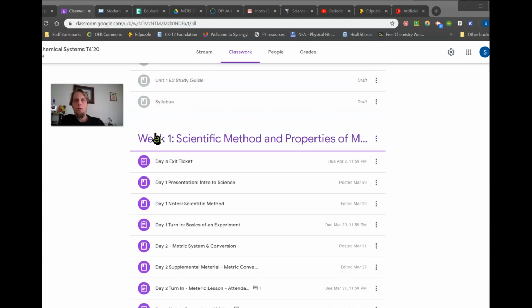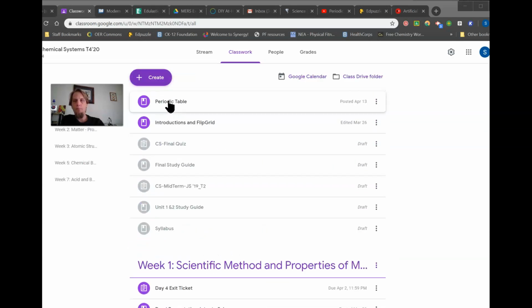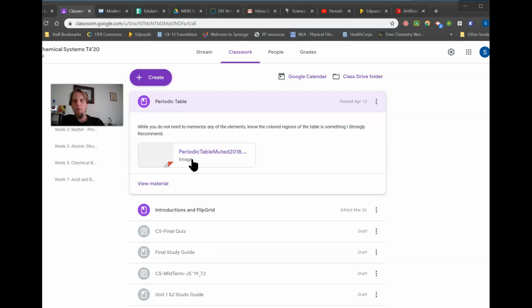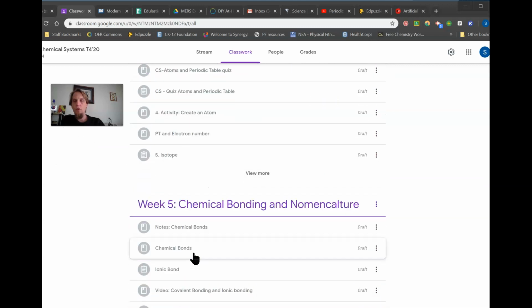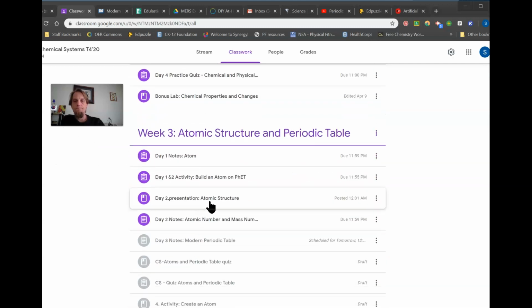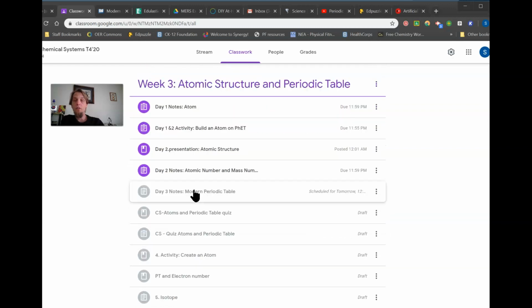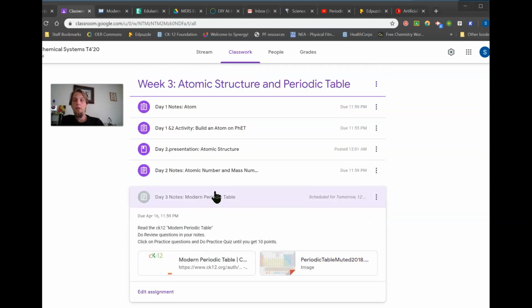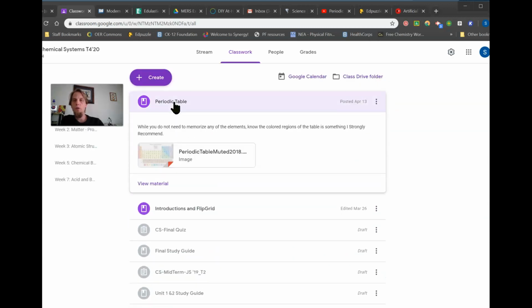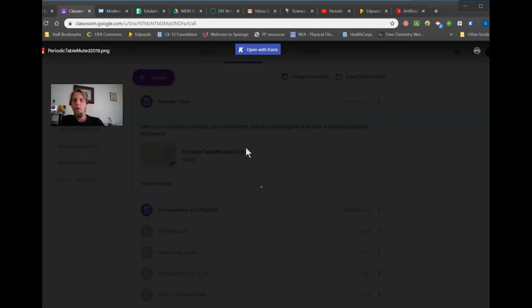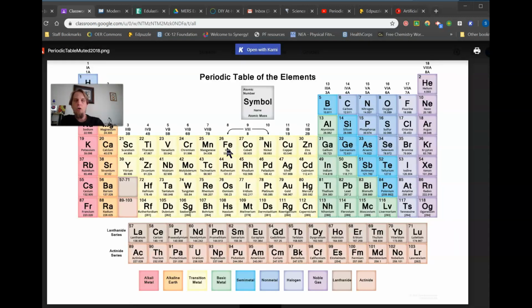Just real quickly, we're going to have a whole lesson on the periodic table, but I want to show you two things. You have a periodic table image here at the top for continued reference, and I've also placed one in today's lesson, or day 3's lesson, Notes Modern Periodic Table right here. You should be able to save that. You'll see all kinds of periodic tables. They should all resemble each other for the most part, but I want to go over this one and show you what's on it and how I would like you to spend some time.